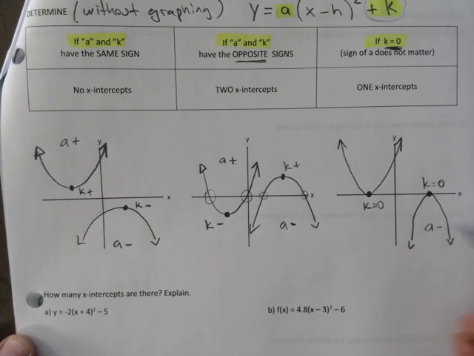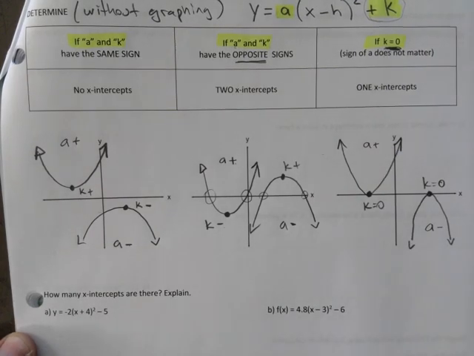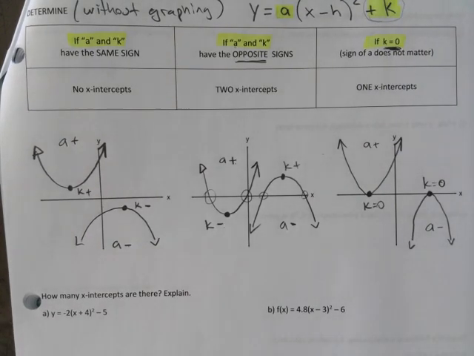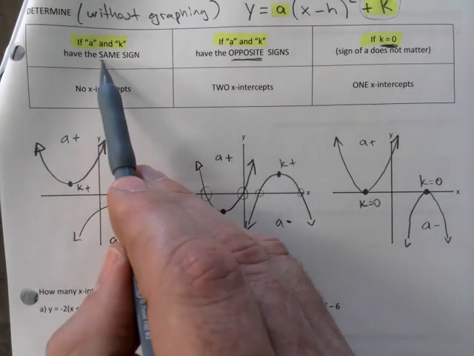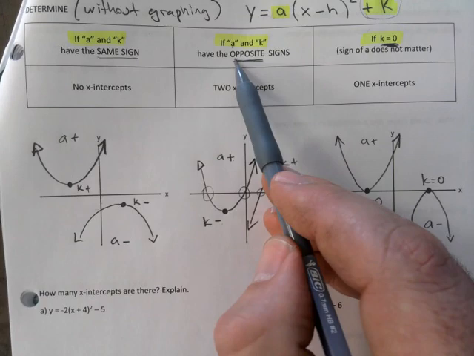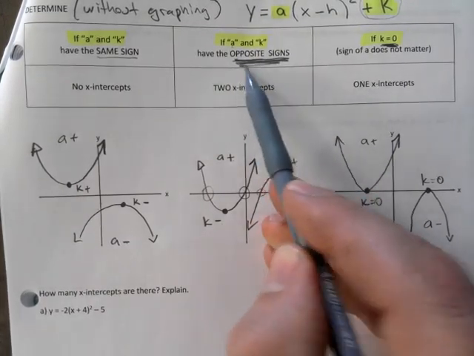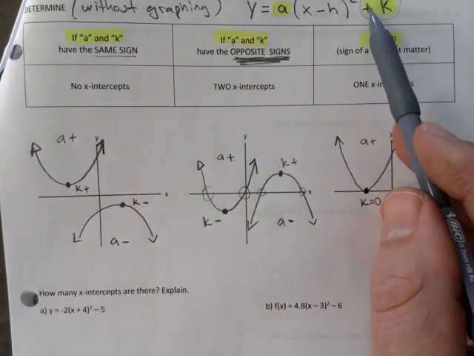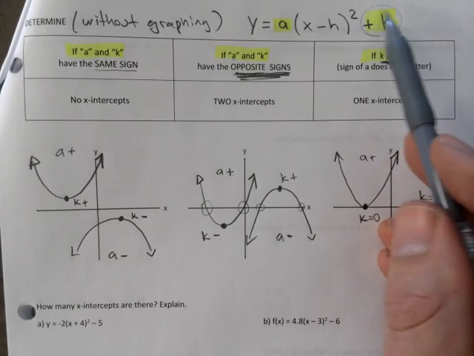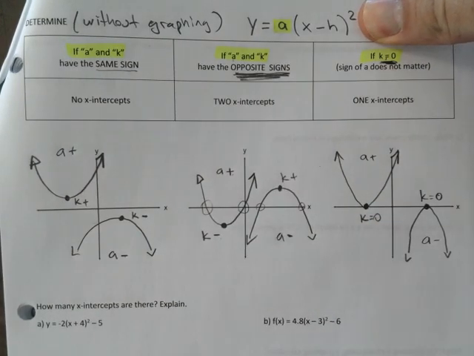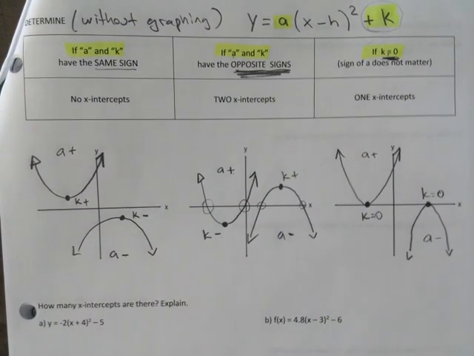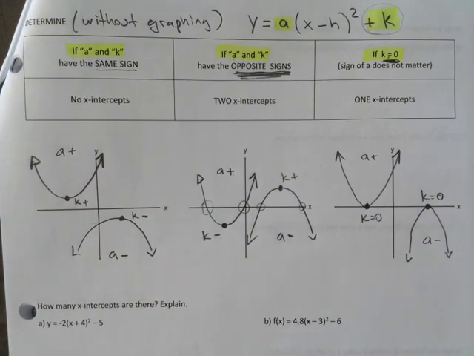A would be negative here, A would be positive there. It doesn't matter, you have the one x-intercept. So same sign, no go. Opposite signs, you'll have two x-intercepts. If k is equal to 0, meaning this number, there's technically nothing there, you know you have one x-intercept. Just by looking at this, you don't even have to graph it.